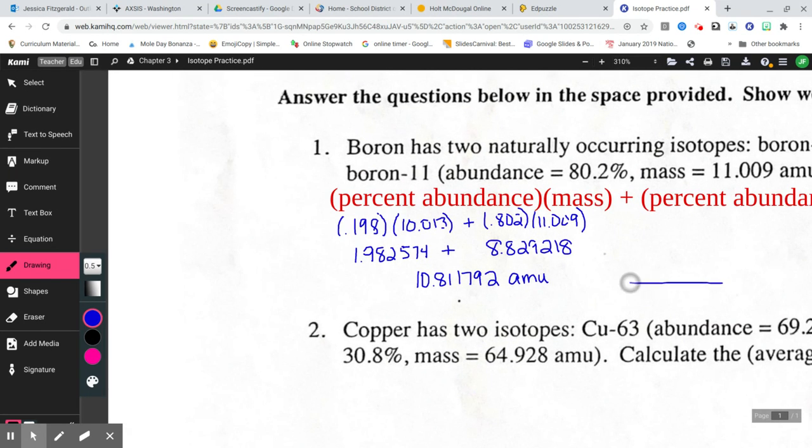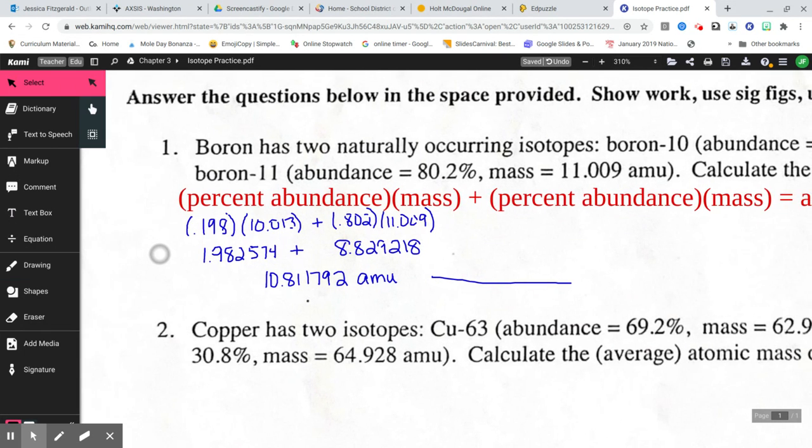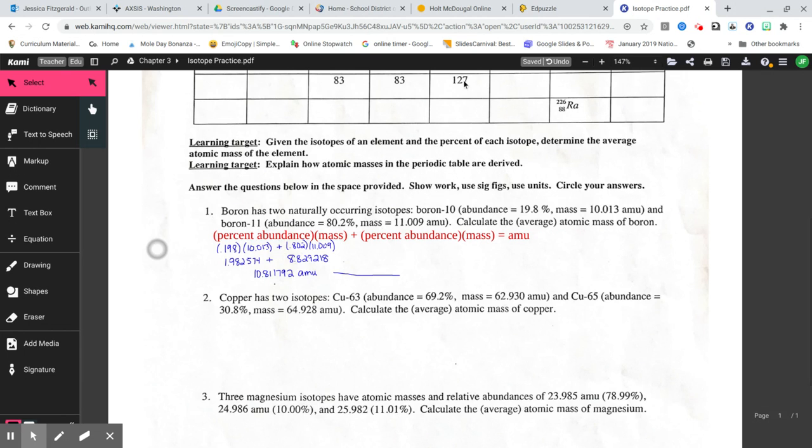The other two problems, we'll be using this formula here. I do want to point out on number 3, you have 3 different isotopes that you're going to be using. It's going to be set up just like this, where you're going to take the percent abundance times the mass for each of those 3 isotopes for magnesium, and then add all 3 of them together.